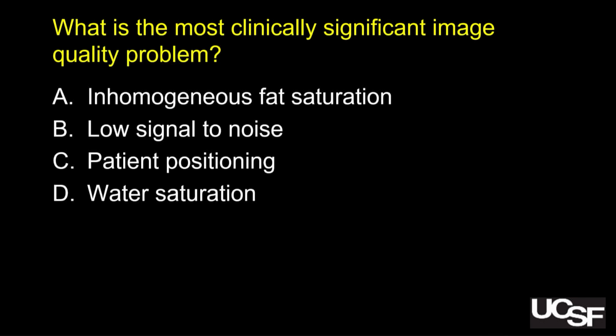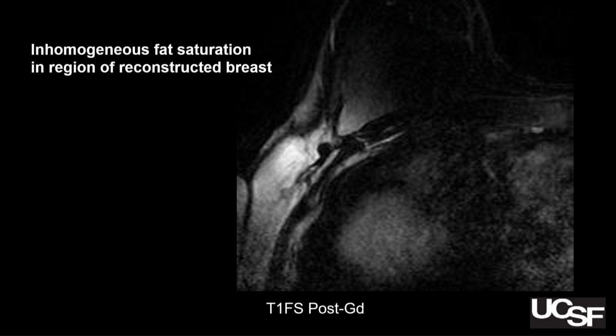So when you have black tissue, what do we call that? What's the most clinically significant image quality problem? Those of you who've heard me talk before will know the answer. Inhomogeneous fat saturation, low signal to noise, patient positioning, or water saturation. So inhomogeneous fat saturation does exist in the region of the reconstructed breast. And there is black tissue, and that is called water saturation or water suppression or tissue suppression.